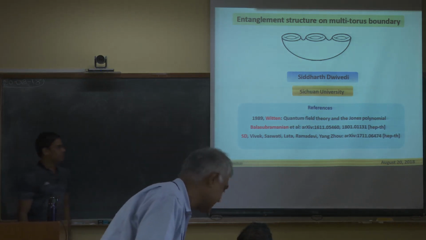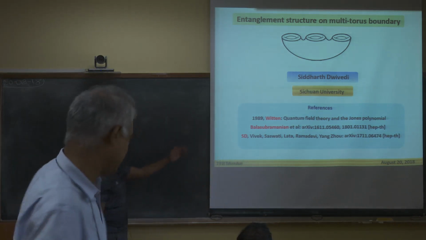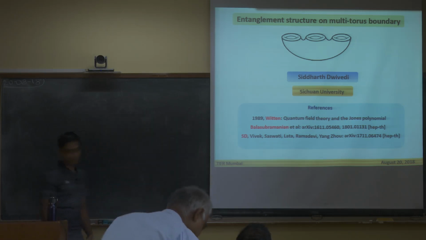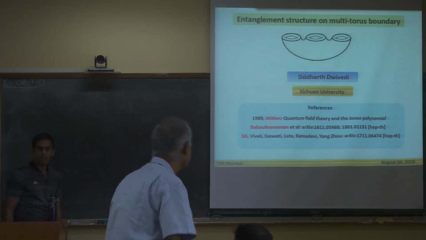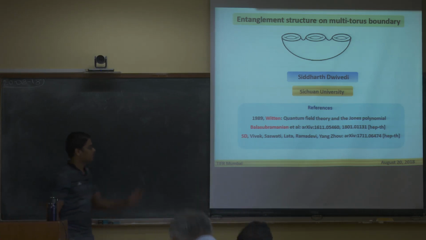Most of the introduction of this seminar is given from Witten's paper on quantum field theory and Jones polynomial, and I will give some results of these 3 papers. This last one is our paper, and 2 of the collaborators, Vivek and Lata, are already here.